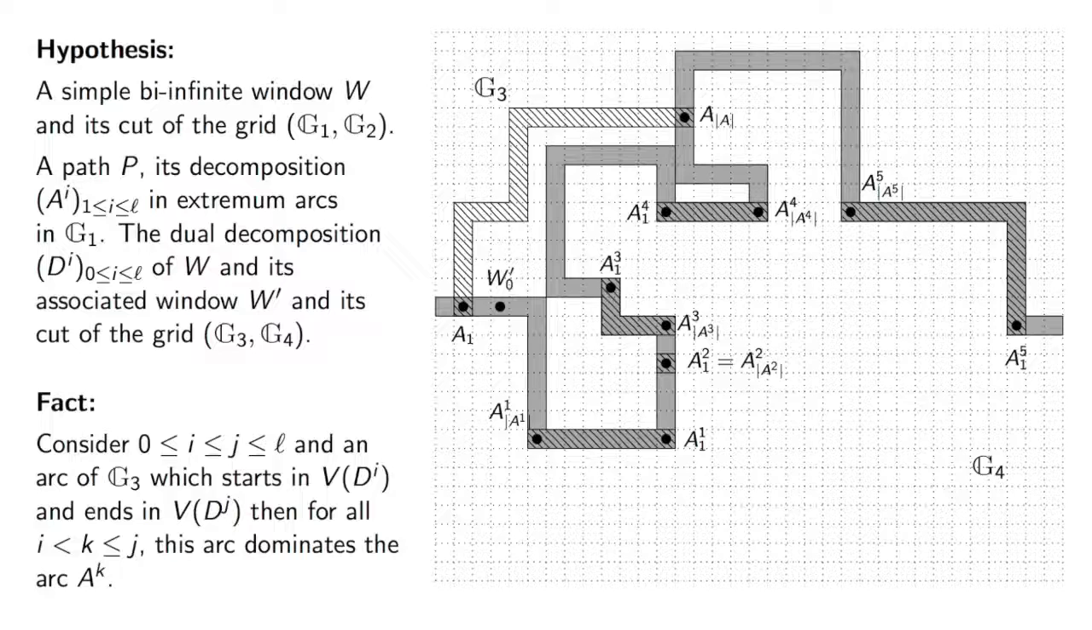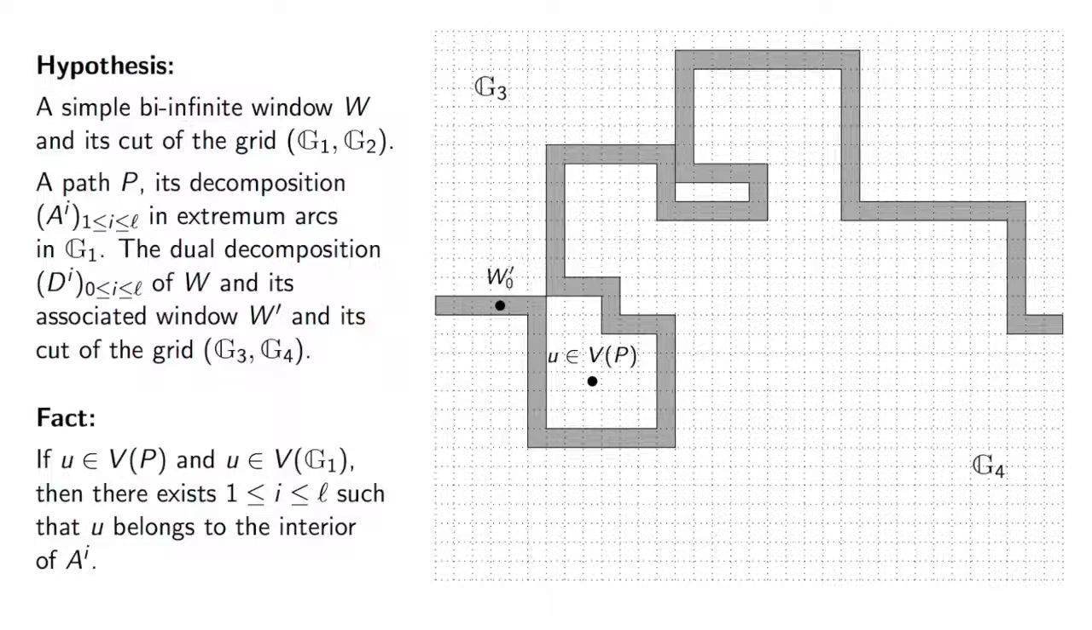Now we aim to show that if a position of the path P belongs to the graph G3, then it belongs to the window W'. To show this result, for the sake of contradiction, consider a position U which belongs to both the path P and the graph G3 but does not belong to the window W'. We remind that the extremities of the path P are in the window W and that the window W is a subgraph of G4. Then there exists an elementary arc A of G3 such that the arc A passes by the position U and is a subgraph of P.